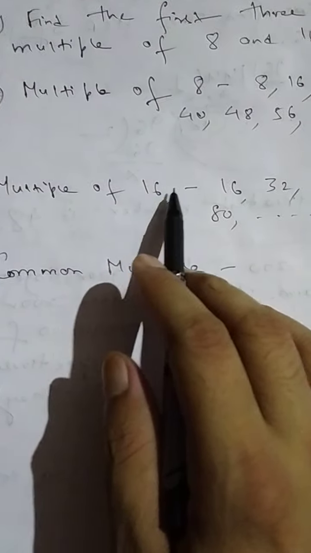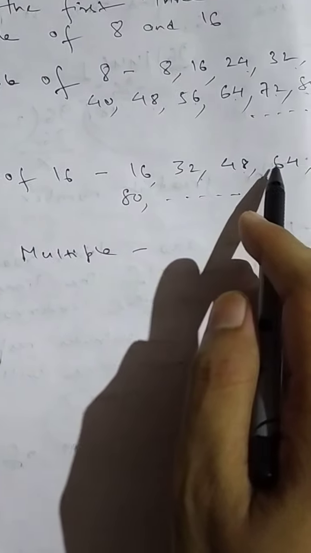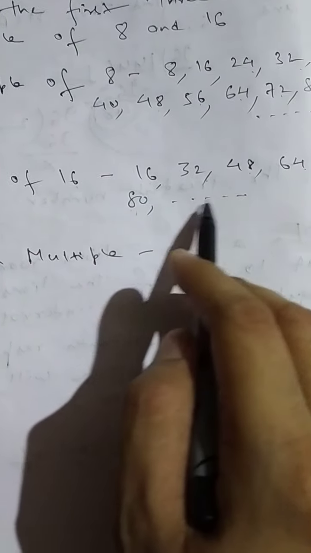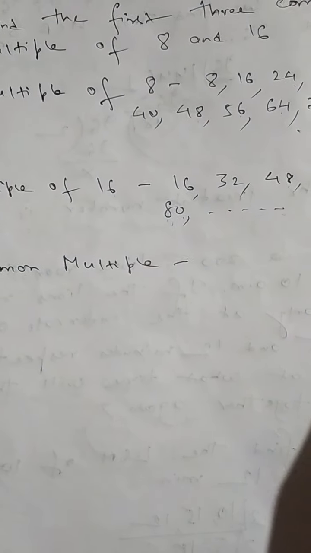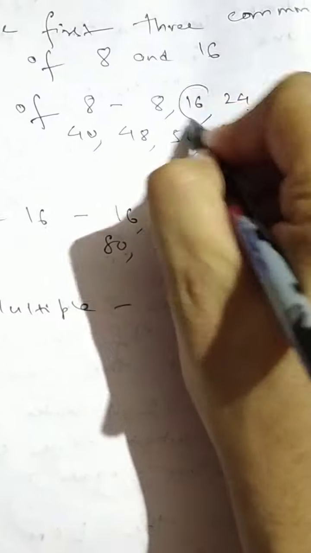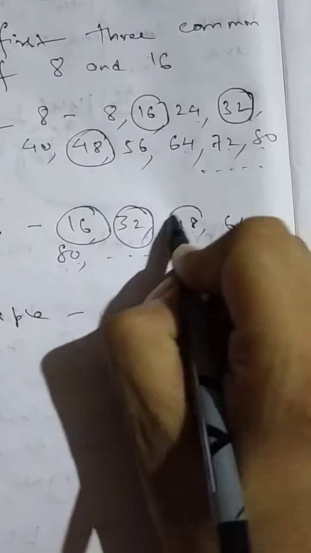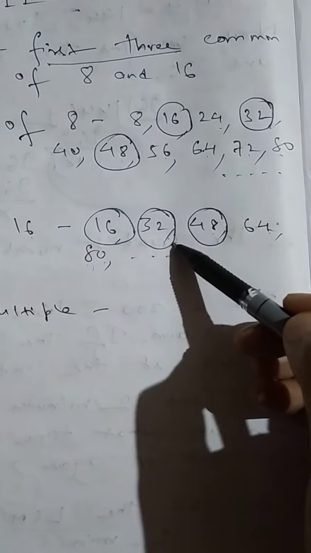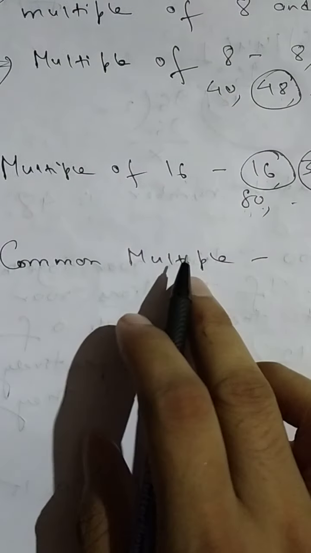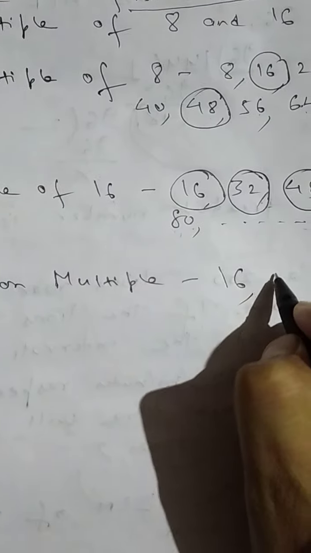Next one, multiples of 16: 16, 32, 48, 64, 80. 16 5s are 80, and so on. We have written here up to 16 into 5. Now let's check which are the common multiples. First is 16 and 16. Next is 32 and 32. Next is 48 and 48. Here 64 is also there, but our question is the first 3. So the first 3 common multiples are 16, 32 and 48.